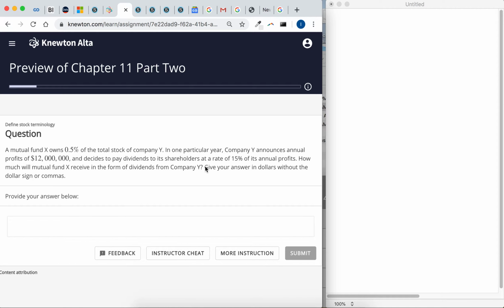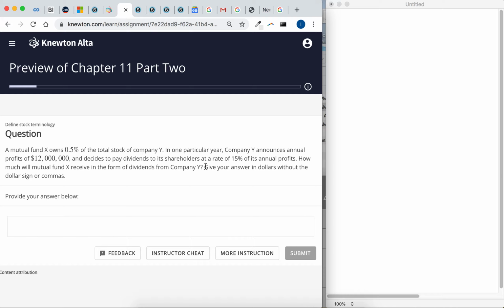Okay, mutual fund X. Some mutual fund owns 0.5% of the total stock of a company. One particular year, the company Y announces an annual profit of 12 million and decides to pay dividends to its shareholders at a rate of 15% of its annual profits. So how much will mutual fund X receive in the form of dividends from company Y? The mutual fund is going to get some money because company Y is distributing dividends.